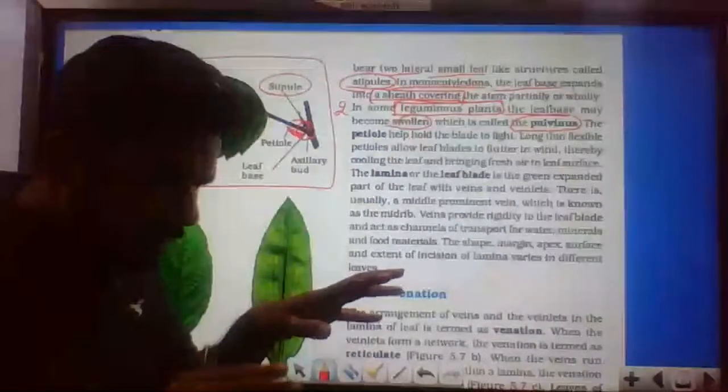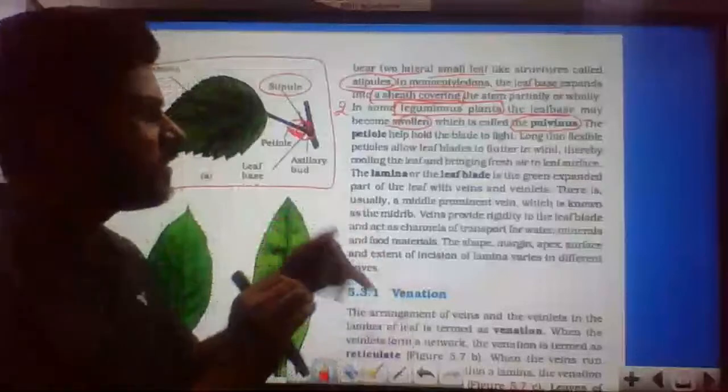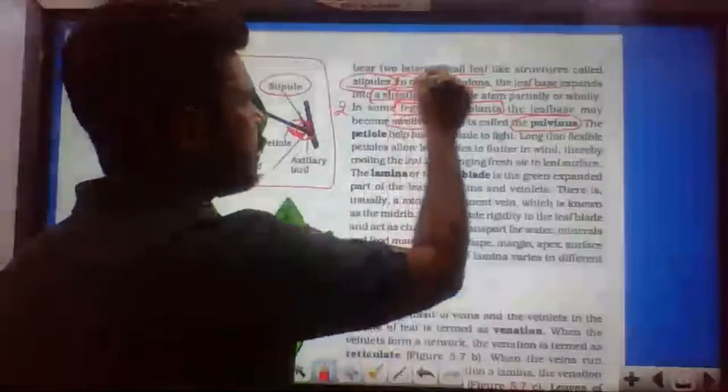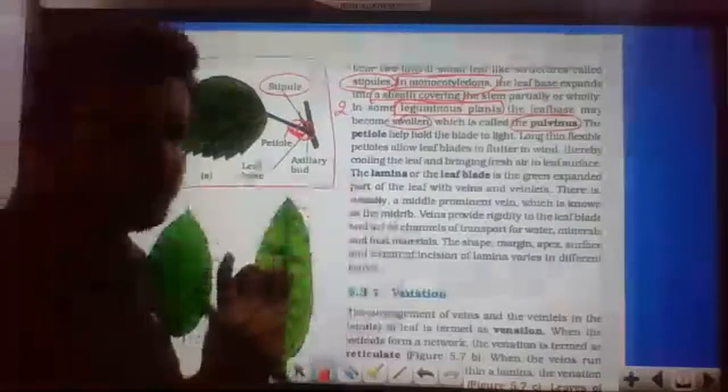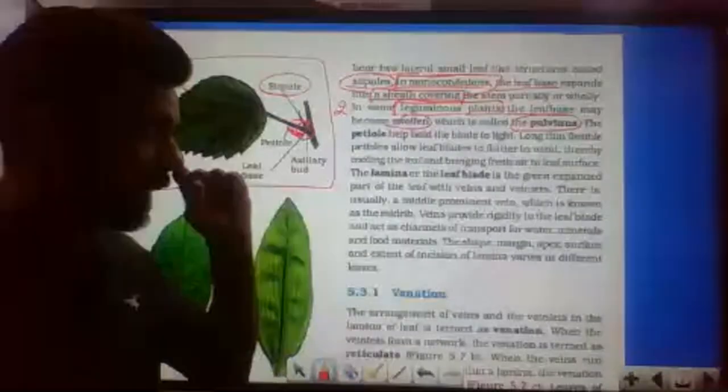And at the same time, if the leaf base is covered with a sheath, that is the characteristic feature of monocotyledon plants. So we can expect a match-type question also from this content. We have to analyze it in this way.